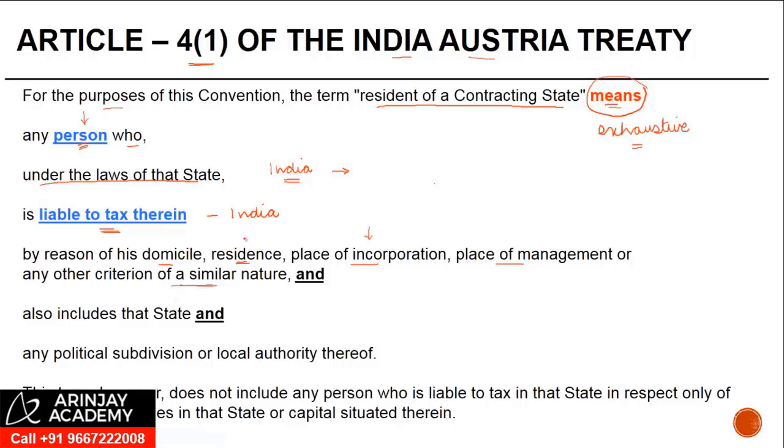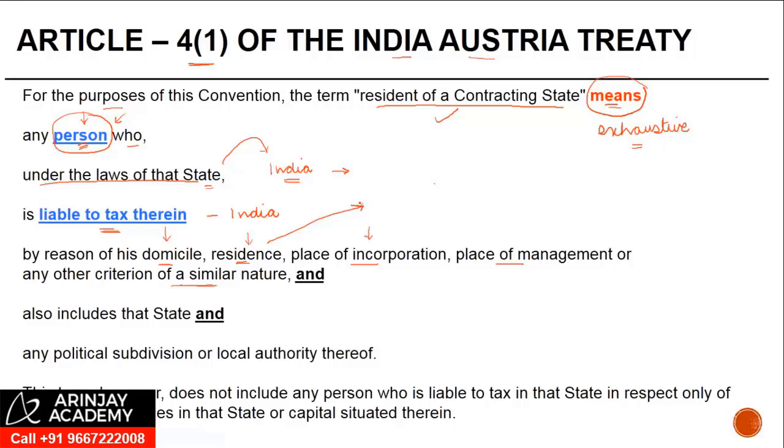Now what this means is that when I talk about resident, it means any person. Person can include an individual or a company, right? It can include other forms as well. So if you remember, there's a definition of person under the Income Tax Act. So any person who under the laws of that state for which he wants to be the resident, is liable to tax therein. So if a person wants to be a resident of India, he is liable to tax in India by virtue of one of the following reasons, which could be domicile, residence.